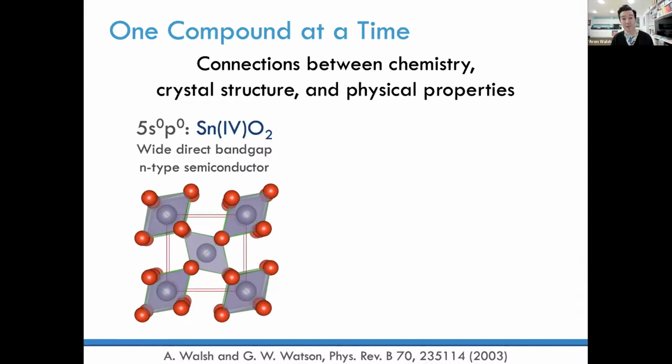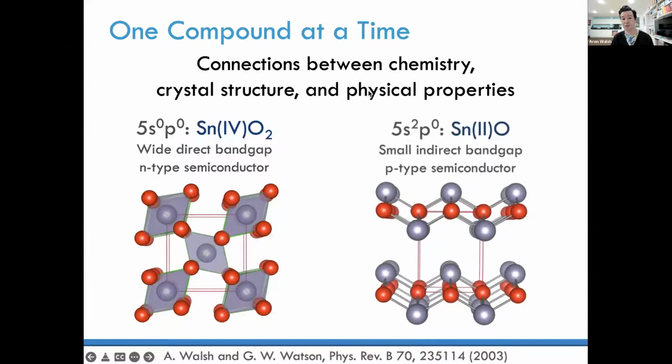So my PhD was focused on understanding connections between chemistry, crystal structure, and physical properties, with a strong focus on post-transition metal compounds. So looking at, for example, the differences between tin dioxide, SnO2, versus tin monoxide, SnO. So large changes in the crystal structure, in the band structure, and in the semiconducting properties.